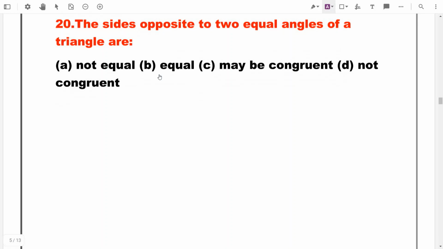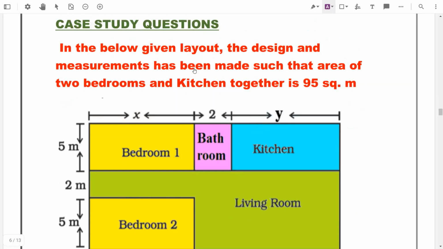20th question. The sides opposite to two equal angles of a triangle are not equal, equal, maybe congruent, not congruent. Answer equal. B. Case study questions.